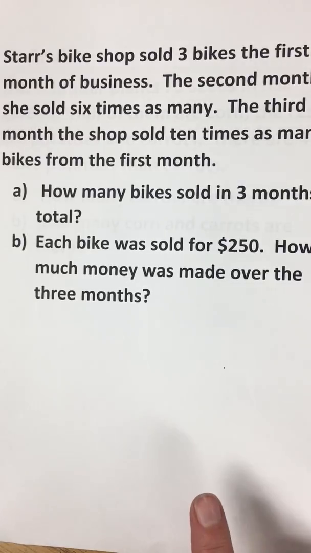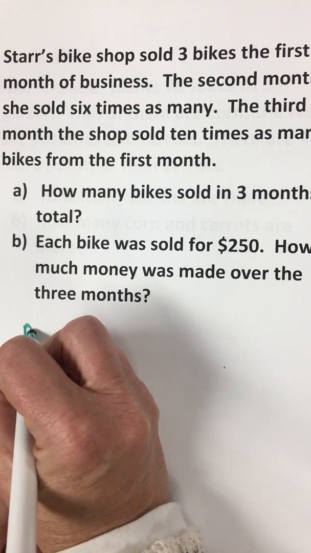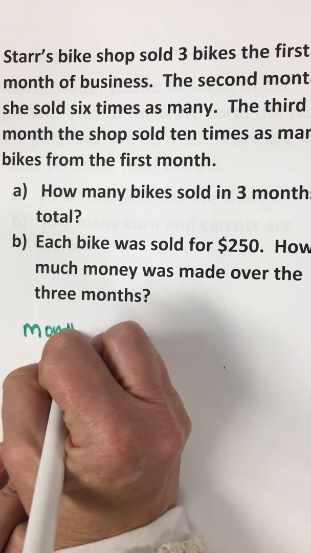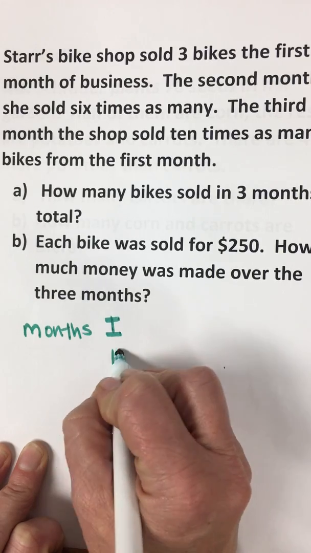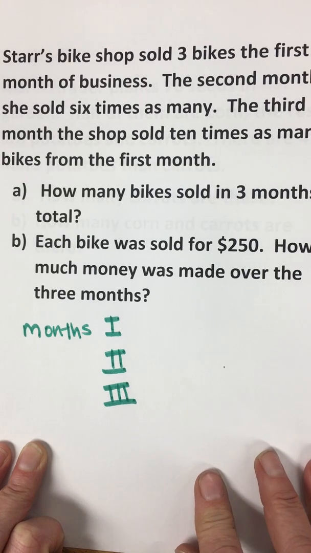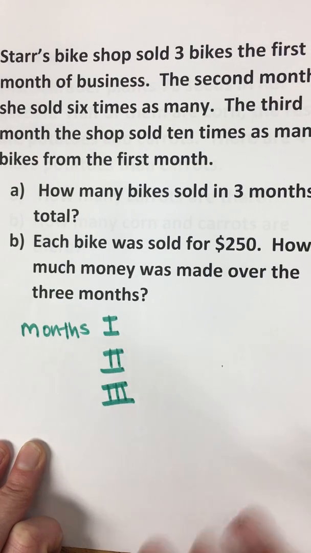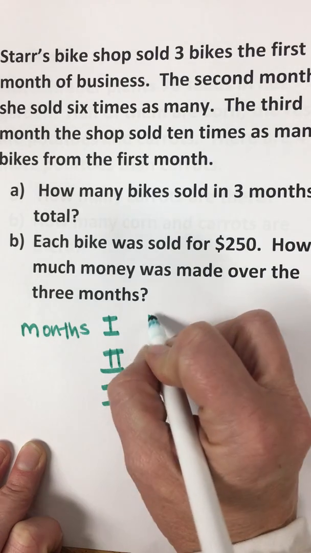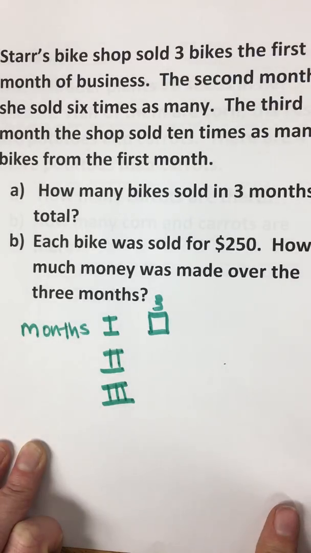First question, A, how many bikes sold in 3 months total? So the way I like to work this one out is I like to write out my months, right? Because that's how we're doing things. So it said month 1, month 2, month 3. I like to have all my information lined up. So it says the first month we sold 3 bikes. So I'm going to do one bit here that has the value of 3.